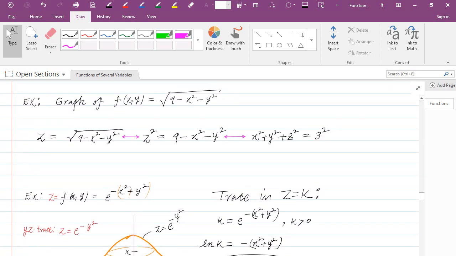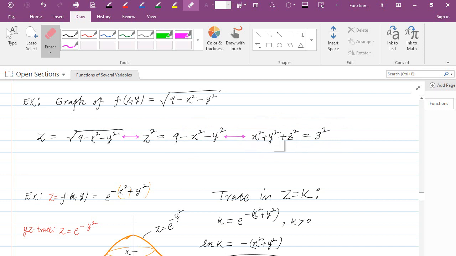Okay, if I look at the function f of x, y is equal to the root of 9 minus x squared minus y squared, what is the graph of this function? Well, again, set z to f of x, y, then we get this equation. If I square both sides, then I get z squared is 9 minus x squared minus y squared. And then if I rewrite this as x squared plus y squared plus z squared is equal to 9, then we see that we get this sphere of radius 3 centered at the origin.